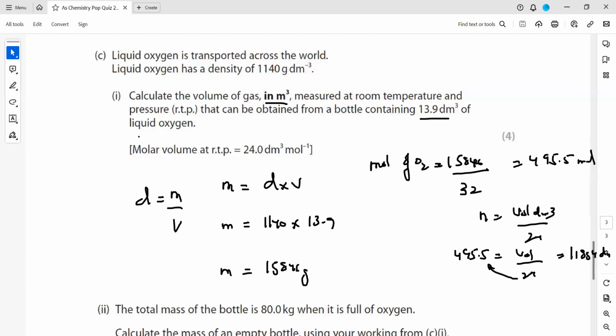11,884 decimeter cube. But in the question they ask for the volume in meter cube, so to convert decimeter cube into meter cube, you divide by 1000. When you divide by 1000, you'll get 11.88 meter cube. Is this question clear?